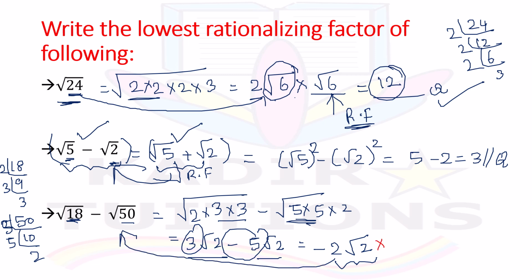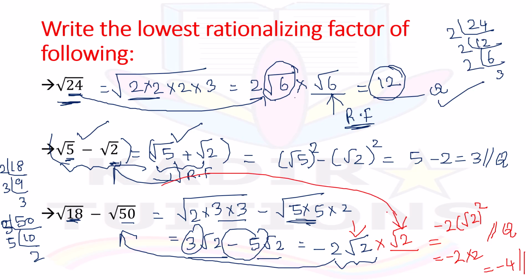Now with this, what can I multiply so that I will get a rational number as an answer? I don't want this root 2. Then what do we need to do? We have to multiply with the same root 2. So what is going to happen? Minus 2 into root 2, the whole square, is nothing but minus 2 into 2. So the answer is minus 4. Minus 4 is a rational number. So root 2 is the simplest, that means the lowest rationalizing factor of what? This root 18 minus root 50.